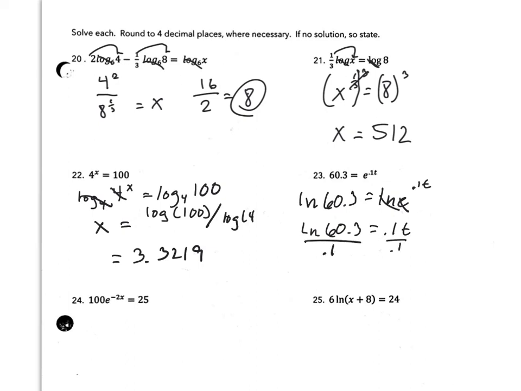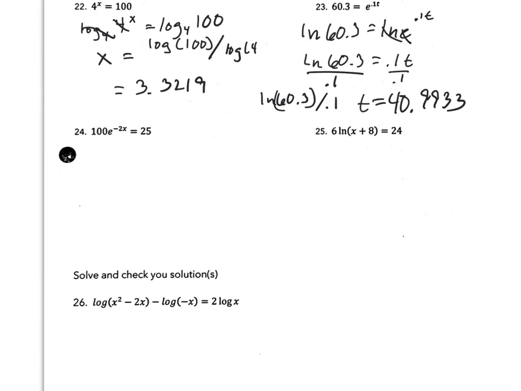When you put that into the calculator, the natural log of 60.3, close the parentheses before you hit divided by 0.1, no matter what kind of calculator you have. We're going to 4 decimal places, so t is equal to 40.9933.